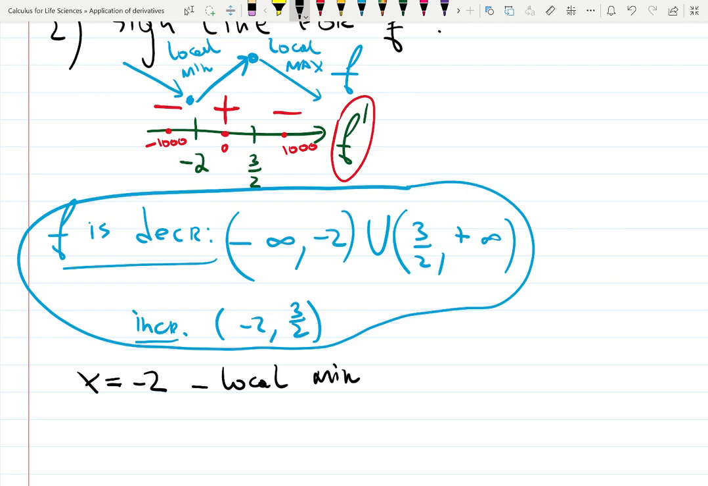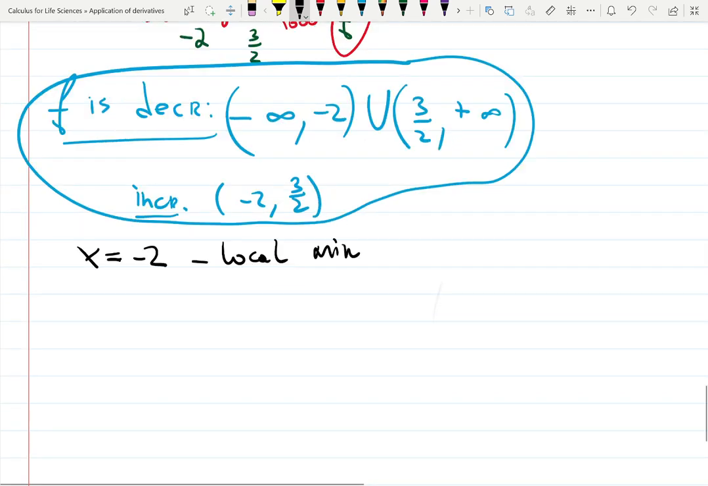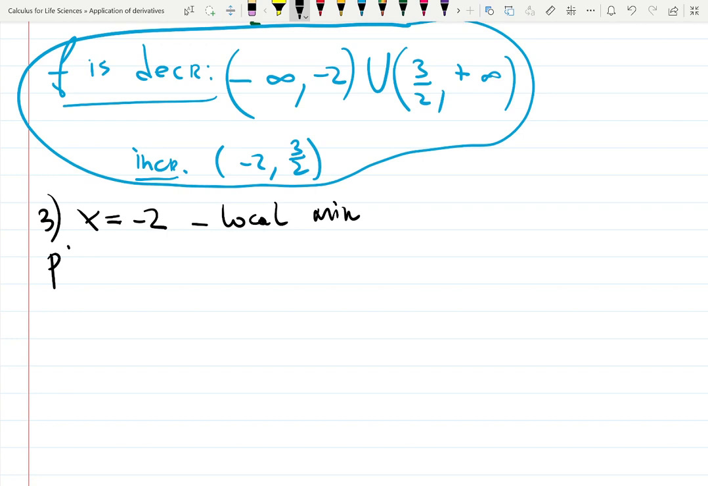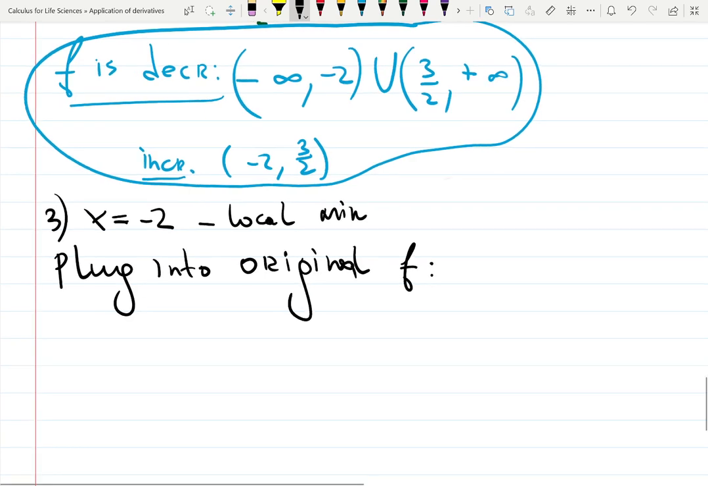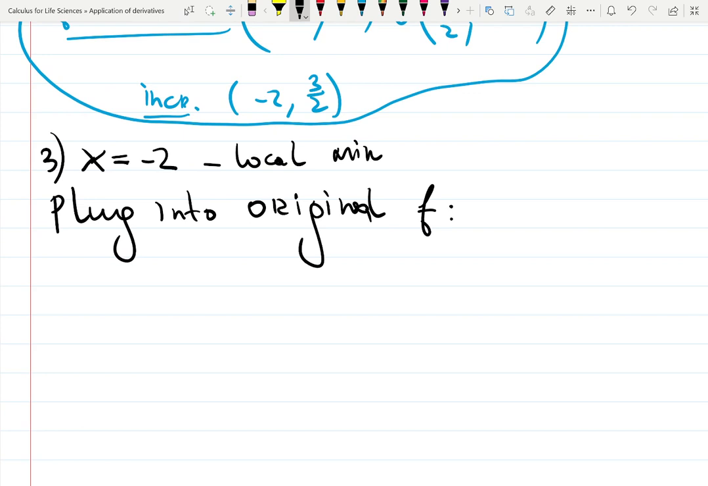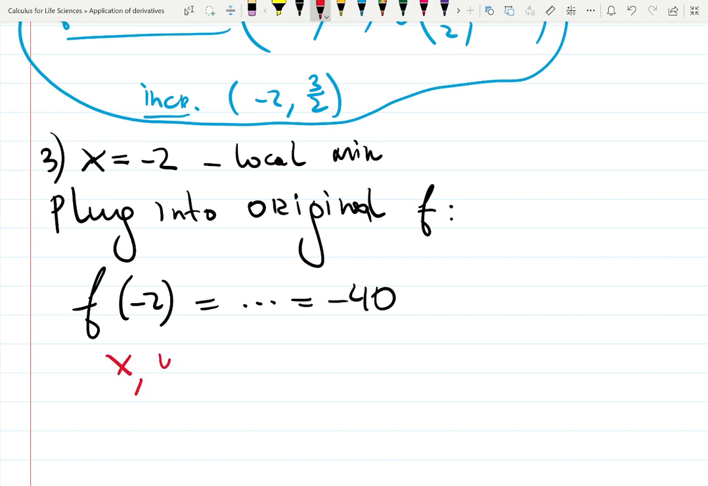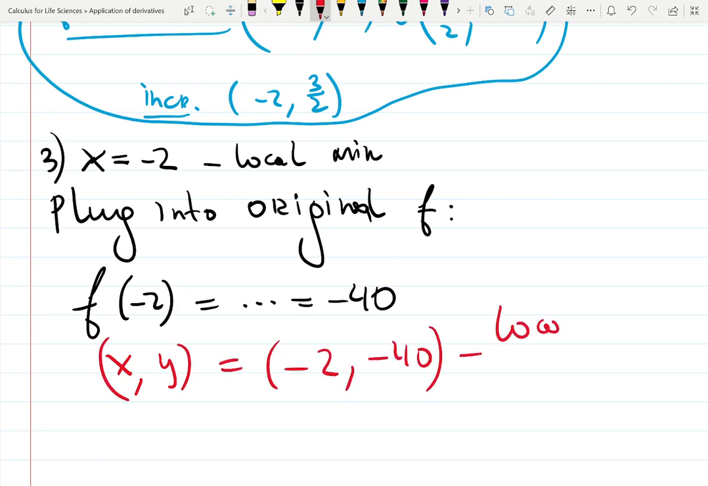But how small is this minimum? Where should I plug -2 to find that answer? The original, good job. So that's going to be step number 3. Plug into the original f to find how deep this pit is going down. F of -2 is, calculate, and it gives you -40. So the point in x, y notation is -2 and -40. This is the local minimum.